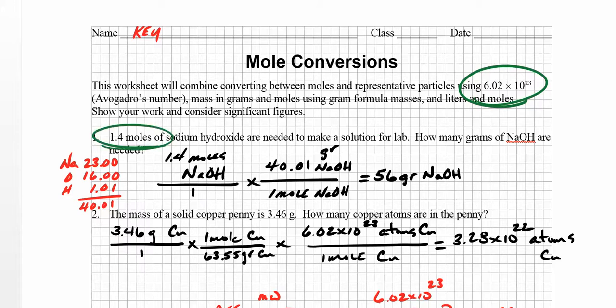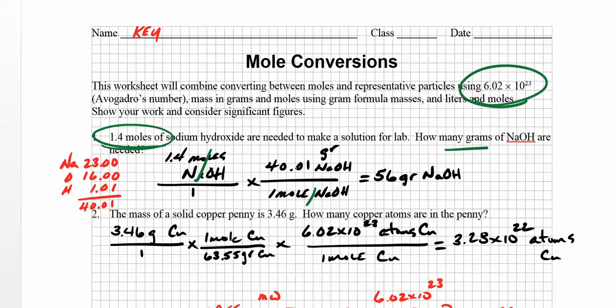I like to circle what I've been given and then underline what I'm looking for. In this case, I'm looking for grams of sodium hydroxide, but I'm going to start with 1.4 moles of sodium hydroxide. I'll put that over 1, and then whatever unit is in the upper left is going to go into the lower right of the next unit being multiplied. So that allows me to cancel moles of sodium hydroxide with moles of sodium hydroxide, leaving me with what I want, which is grams of sodium hydroxide.